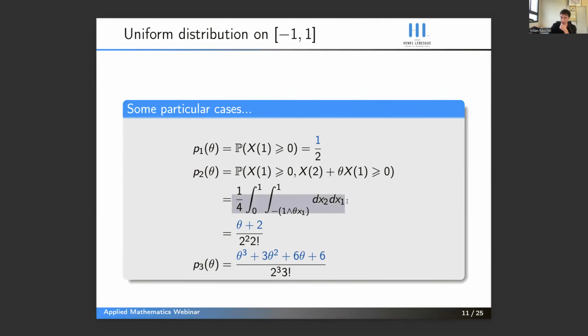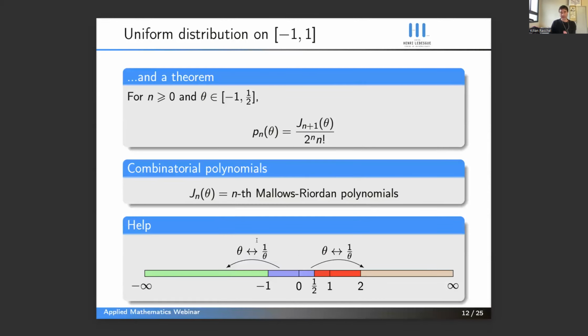And in this case, I just make the computation, and I get theta plus 2 divided by just some renormalization factor. And the same for P3, we get this combinatorial polynomial in the numerator, and we also have a normalization. And to be honest, it was exactly the beginning of the story. Thomas Simon was working on this and just checked a few polynomials. And then for some reason, he knew this polynomial and was able to make a conjecture that this persistence probability should be related to a family of polynomials, which are exactly this one. So this is at the time the conjecture.